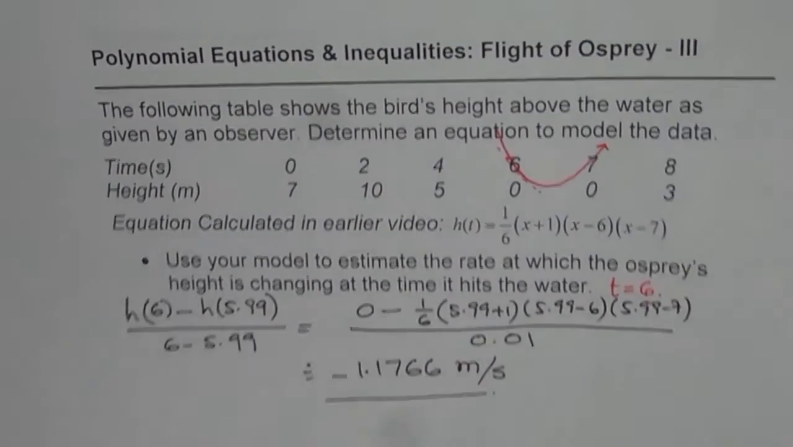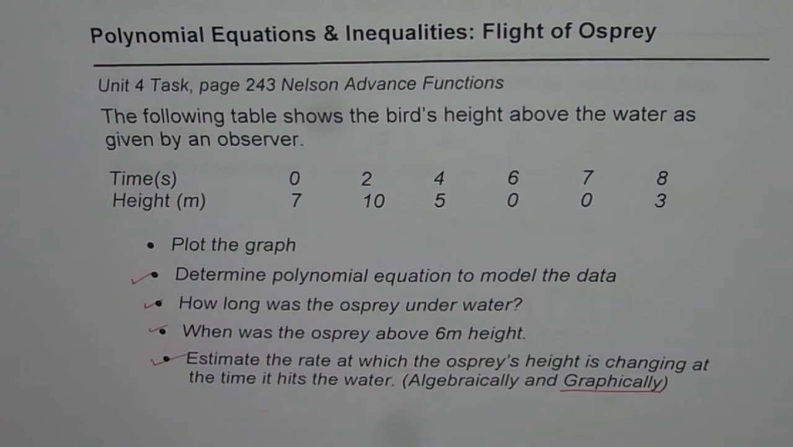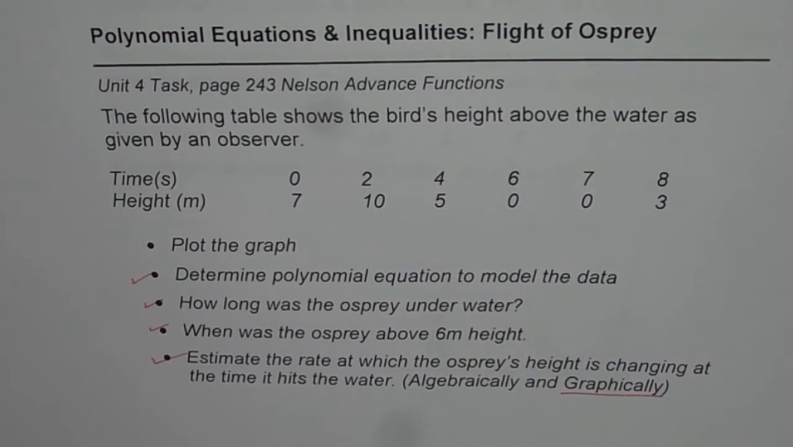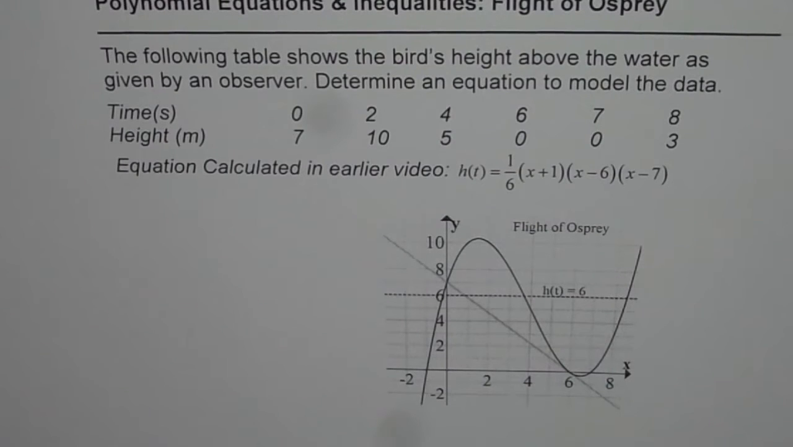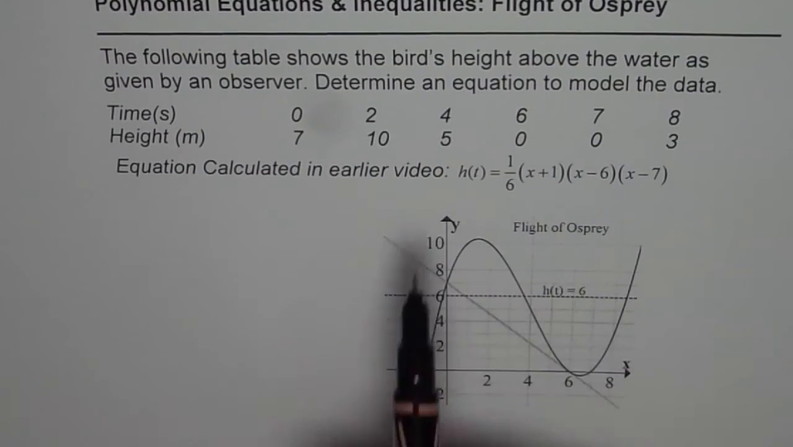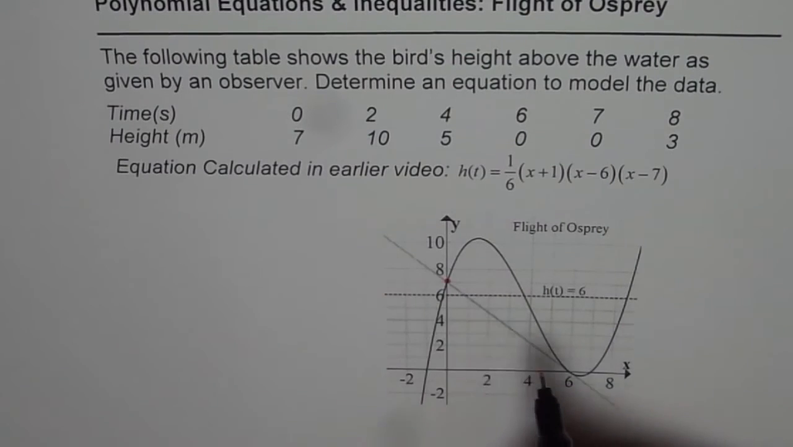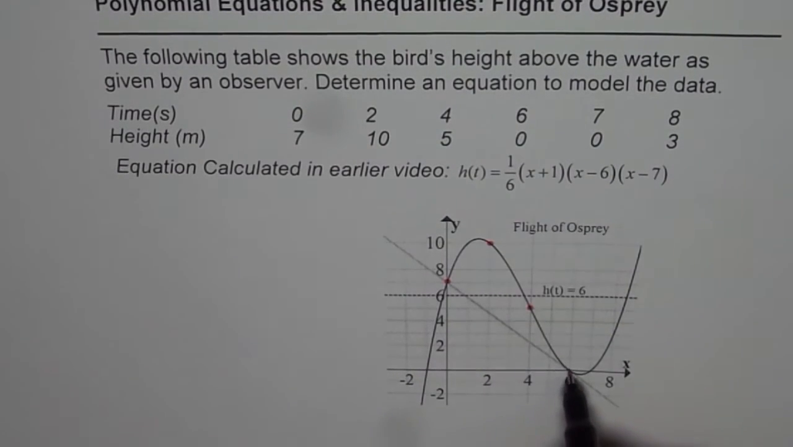And now we are almost at the end, and we will now show you the graph. The last part is the same question but graphically, right? So we'll try to find the rate of change graphically, and this is the current topic of the video. So here is the graph for you. We have the same question, the same data, right? 0, 2, 4, 6, 7, 8. So at 0 we have 7, correct? At 2 we have 10, you can see that. At 4 we have 5. At 6 the point is 0, and at 7 again it is 0. You can connect all these points and get your graph.